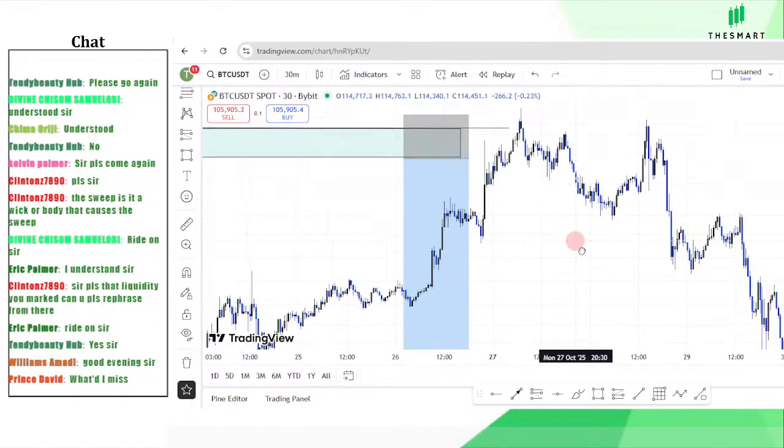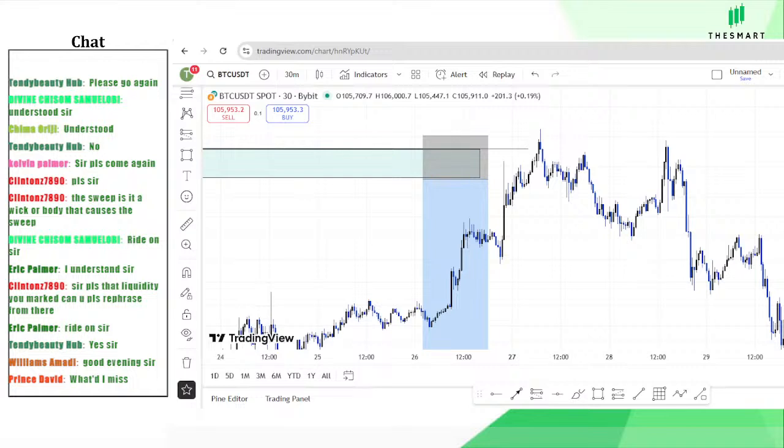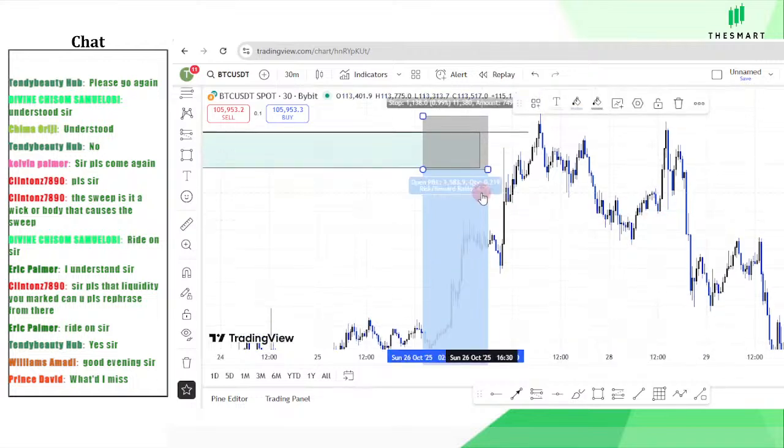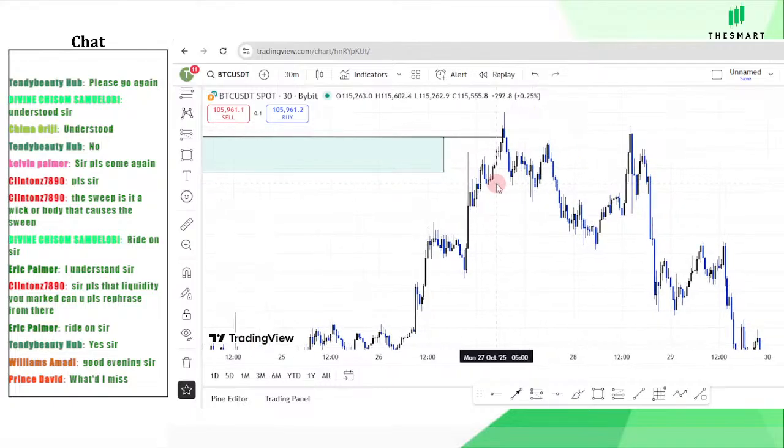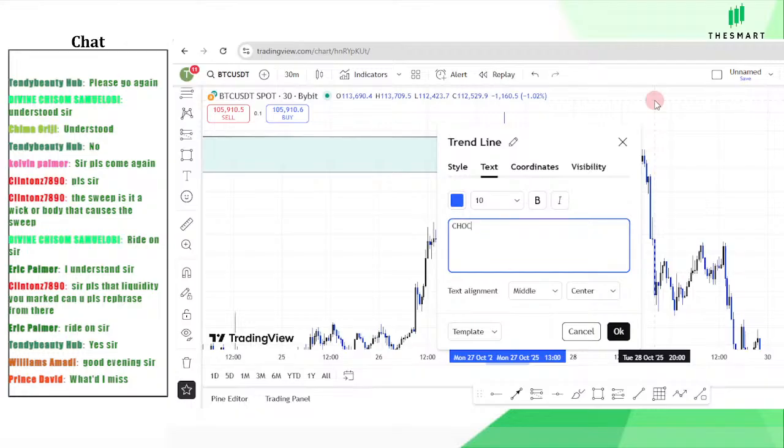Okay, so this is what we have. Let me delete this out. So this is where we had this sweep. And having this sweep here, where is the change of character? That's the next thing you want to look for. This was where you had the last break of structure to the upside. Pull this to have your change of character at this level here.